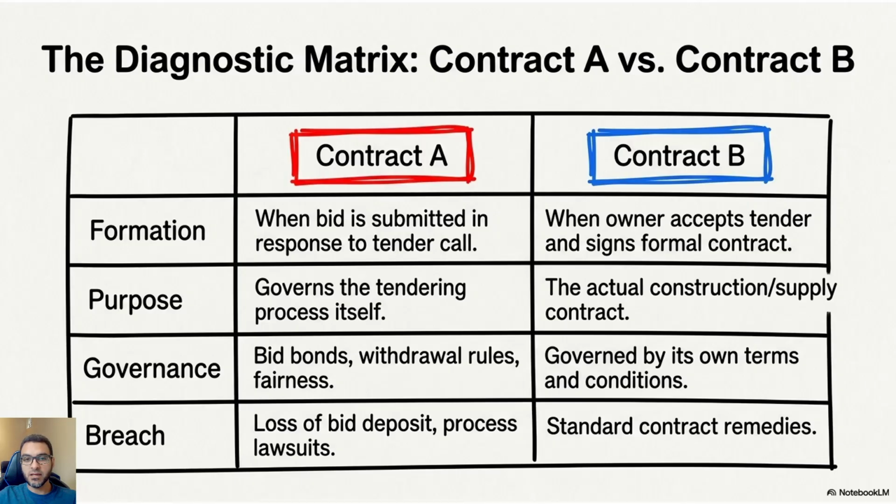So you can see that Contract A's scope is about the governing of the tendering process itself. Contract B governs the actual construction or the supply contract. So any breach in Contract A will result in things like loss of bid deposit or process lawsuits, while any breach of Contract B will result in the standard contract remedies.